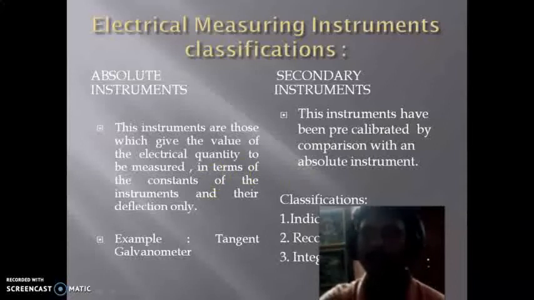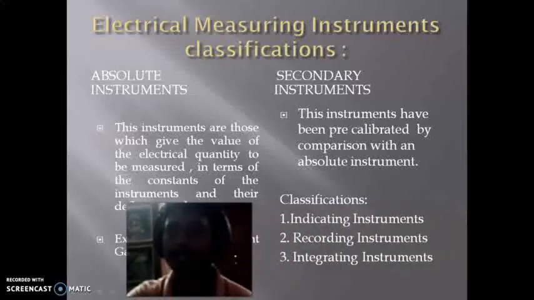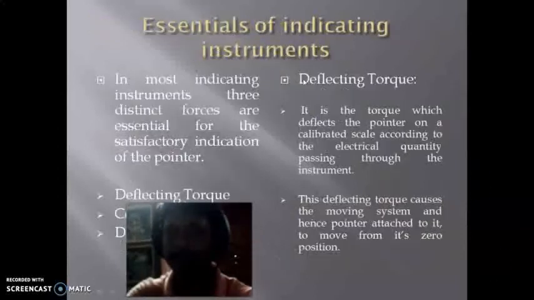Now the secondary instruments, these instruments have been pre-calibrated by comparison with the absolute instruments, and this kind of instruments is basically classified into three categories: indicating instruments, recording instruments, and integrating instruments. Means this kind of instruments are basically pre-calibrated with the absolute instruments. And I'm just going to discuss the essential things of indicating instruments in the next slide.